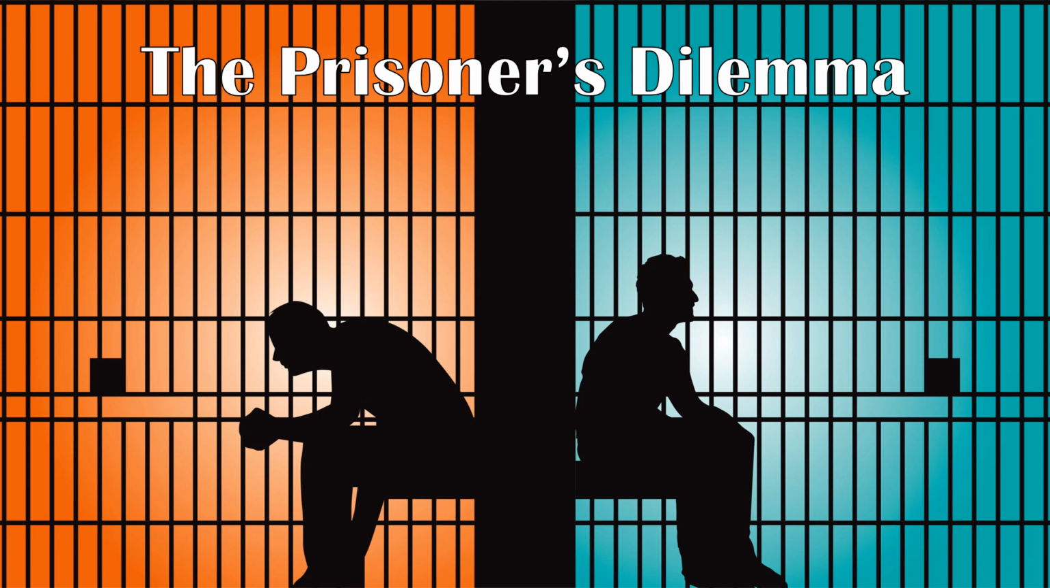In order to try and get the prisoners to confess to a more severe crime, the police offer each of the prisoners a deal. Confess, and we will reduce your sentence. What should these prisoners do? Is the rational thing to do to confess or stay silent?